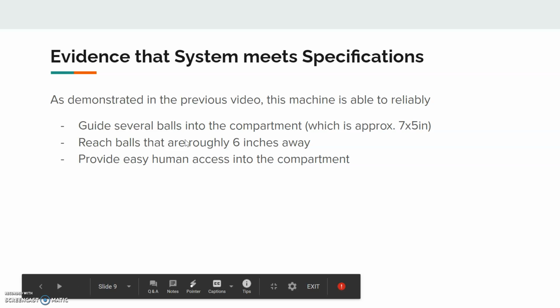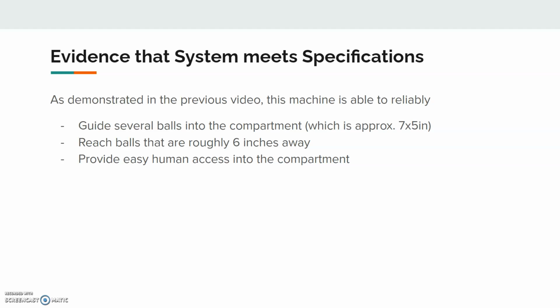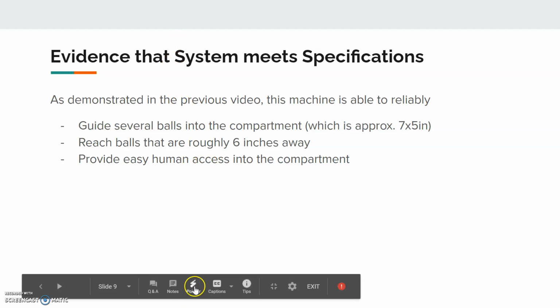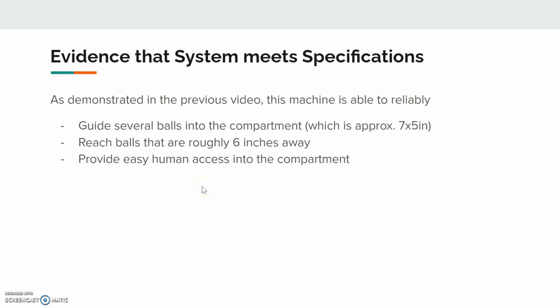As demonstrated in the previous video, this machine is able to reliably guide several balls into the compartment, which is approximately 7 by 5 inches, reach balls that are roughly 6 inches away, and provide easy human access into the compartment. Overall, our design meets the specifications, and Team 45 would consider this a success.